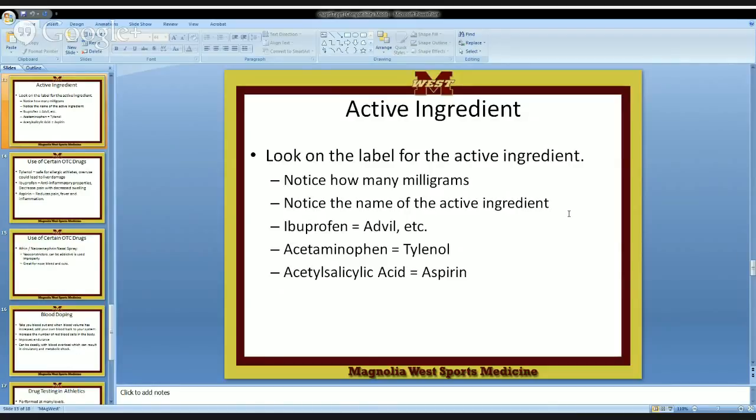Notice the name of the active ingredient. Ibuprofen equals Advil. So somebody says, can I have some Advil? Sure, I've got ibuprofen. That's the same thing as Advil, Motrin, Nuprin, etc. Ibuprofen. Acetaminophen. We don't buy Tylenol, we would buy acetaminophen. That is Tylenol. You need to know this, because you're going to be asked specifically to match this with that.